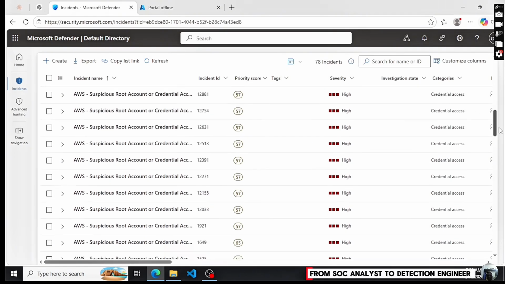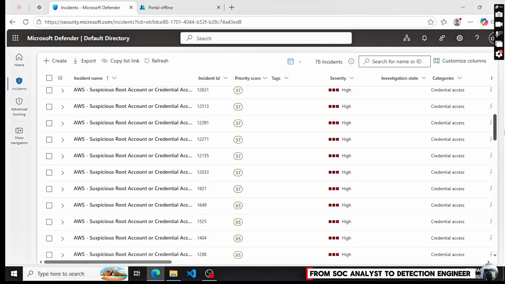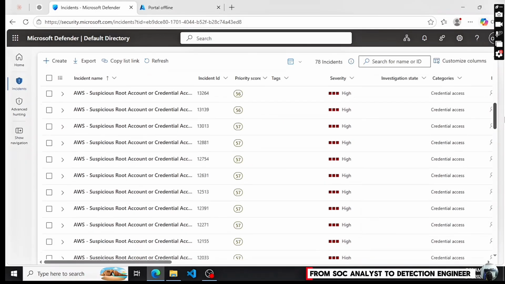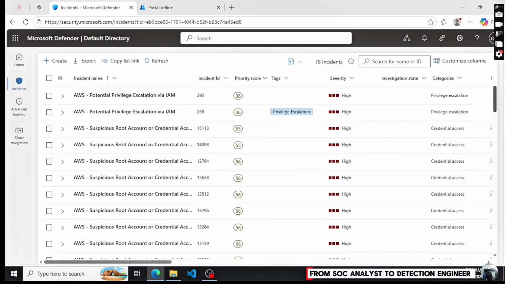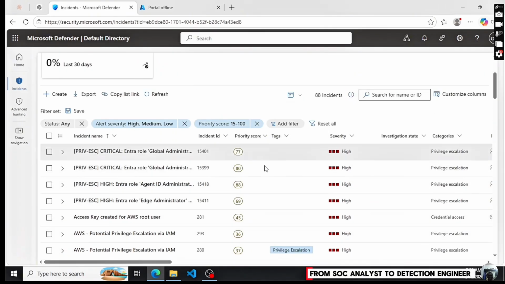And that is why we have a lot of them here. All this does not actually mean that we have 78 attackers, or 78 threats, or 78 problems. No. Some of them may actually be normal. But because they actually match the detection rule that has been built, that is why they were flagged. So don't be scared. Let's understand the dashboard very well.